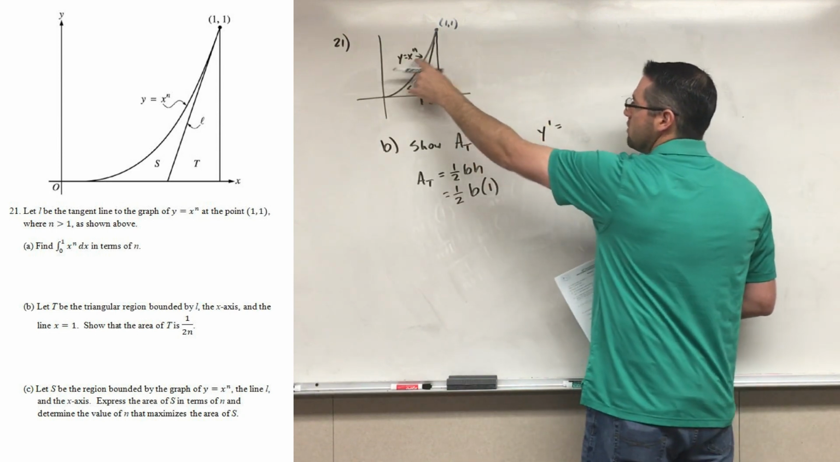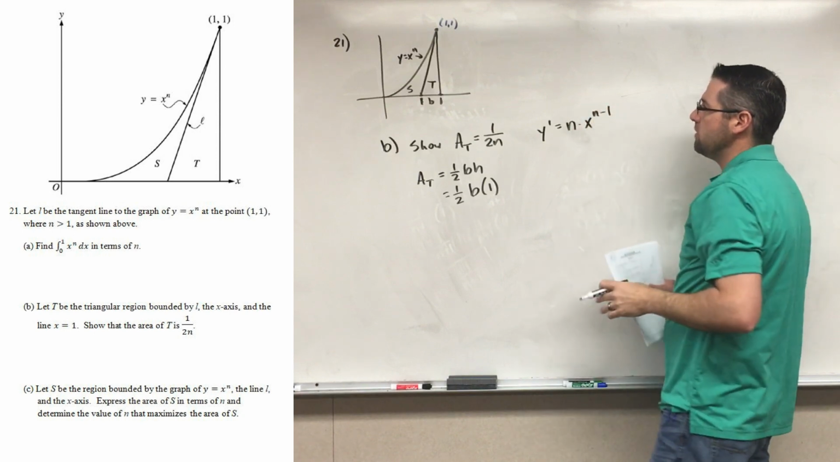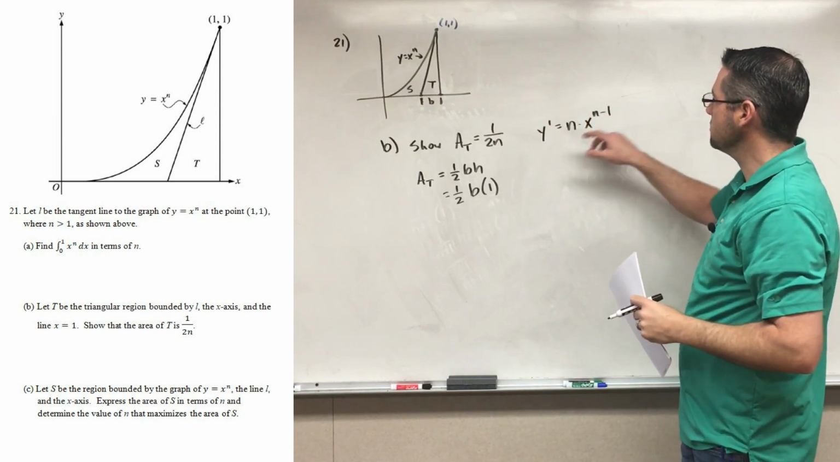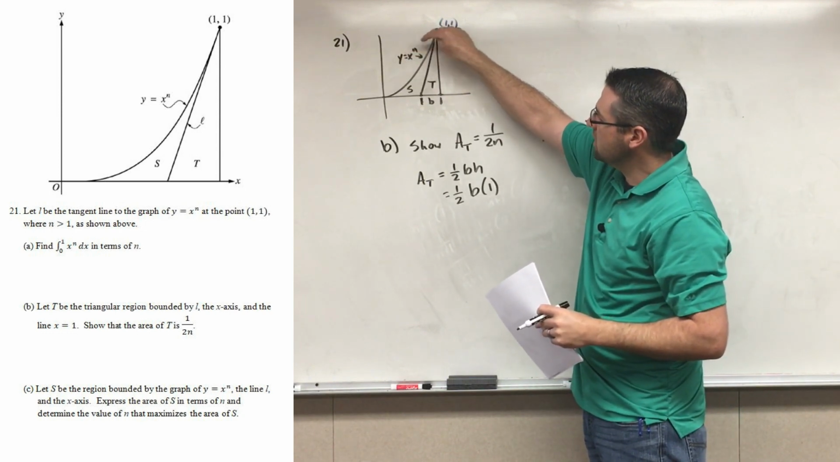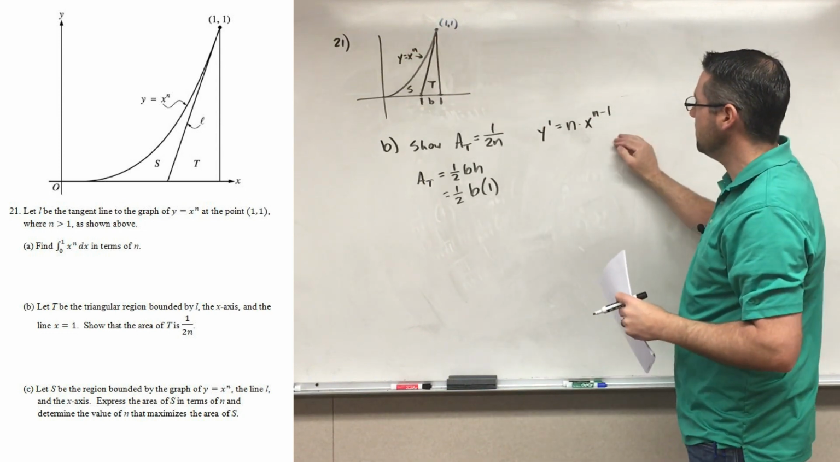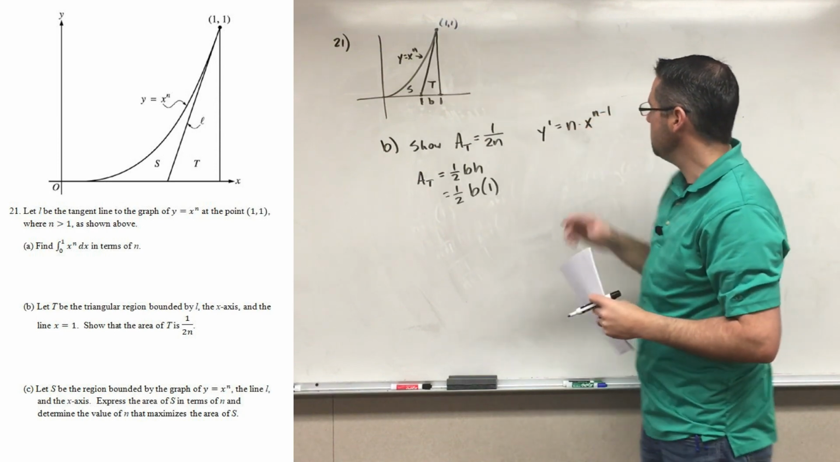The derivative of this curve is going to be n times x to the n minus 1, because we're using the power rule there. So remember, you multiply the power to the front coefficient and then subtract 1 from the power. So that's the derivative. And we're trying to figure out that value at the point of tangency, which is 1.